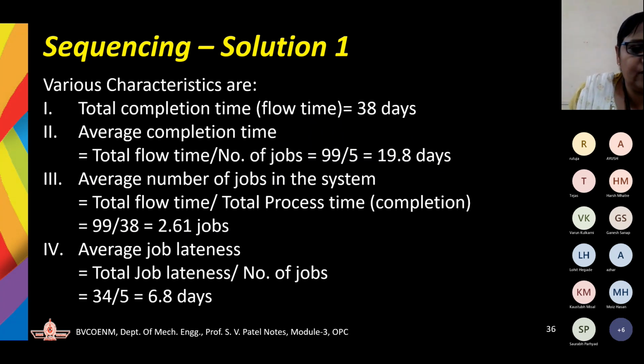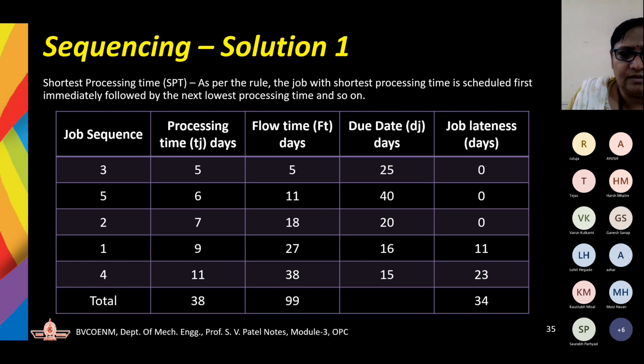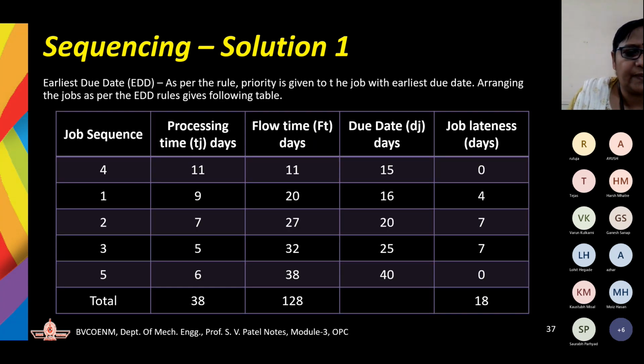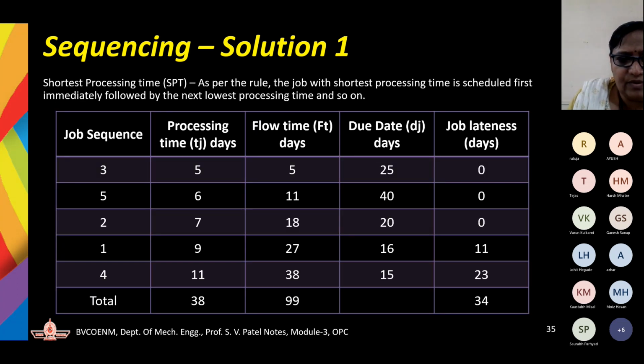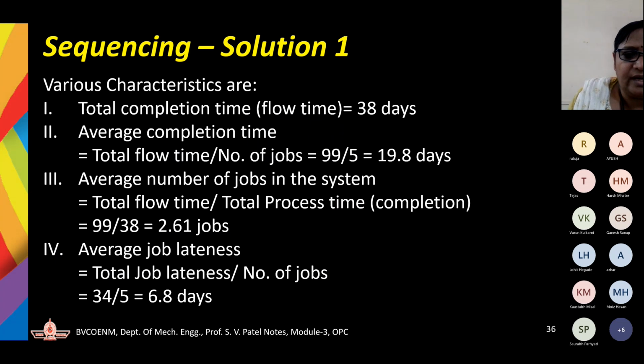So here we are going to calculate some of the things: how many days it is going to require to complete all these jobs. The summation of this column is going to give you 38 days. So all these jobs are going to be completed after 38 days. Average completion time: the total flow time is given over here. So the average completion time required to process a job is 99 divided by the number of jobs, that is 5. So on average each job is going to require 19 days for processing.